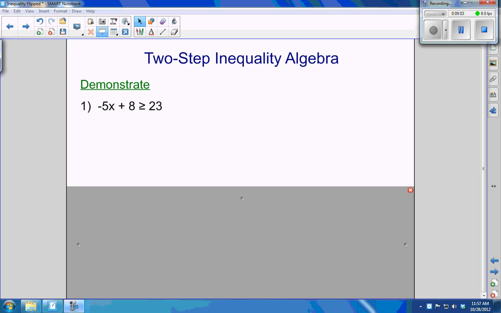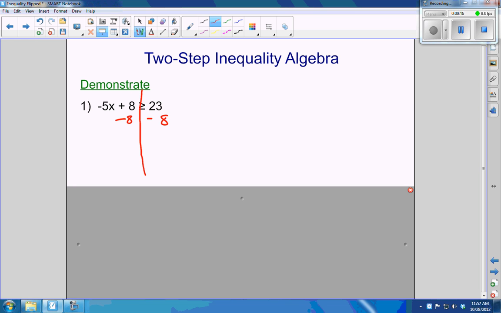Again, two-step inequalities is the same as two-step algebra. So, draw my line. Start with what's not attached to the variable. The negative 5 and x are attached, so I start with the minus 8. Minus 8. 23 minus 8 is 15. Again, stay on the line just like we talked about in algebra. It makes your organization very easy.